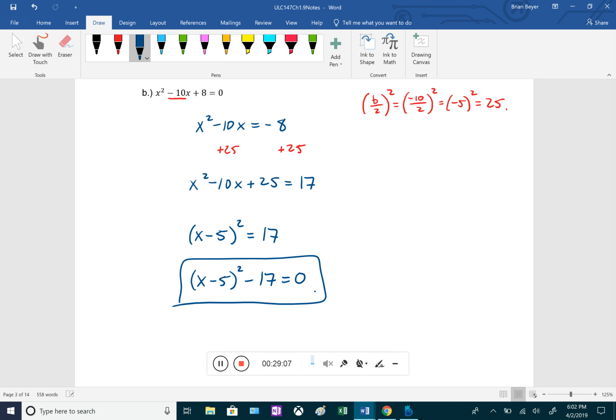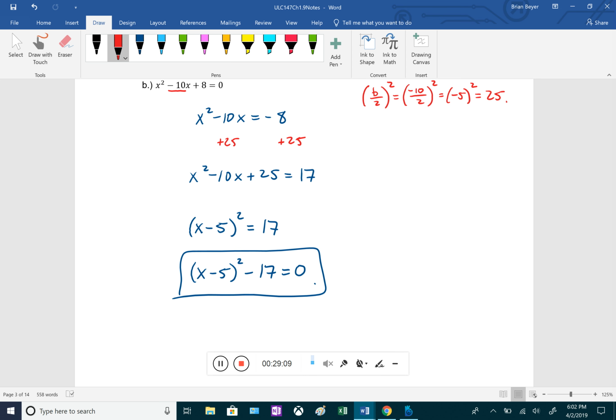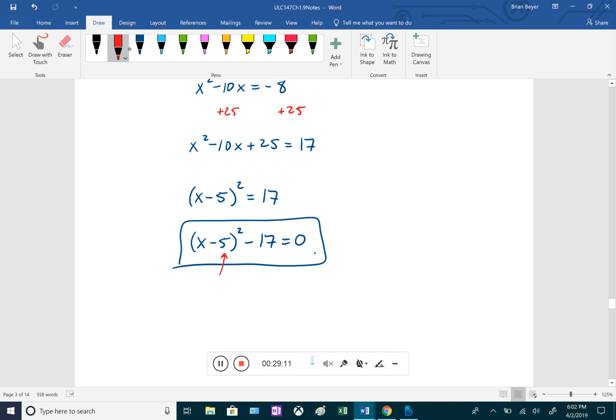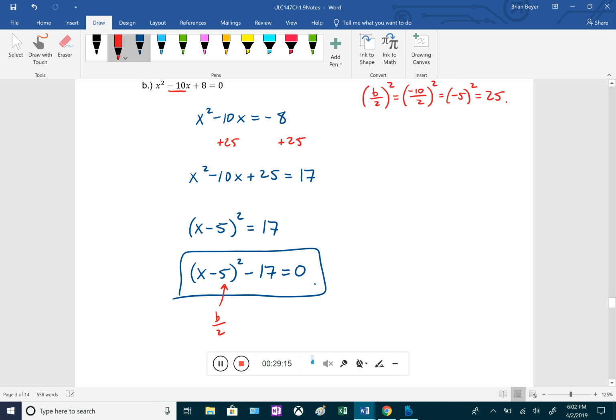Once again, it's important to note here that this negative 5 was just the b over 2 value from all the way up here. So that's always a shortcut that you can do for this method.